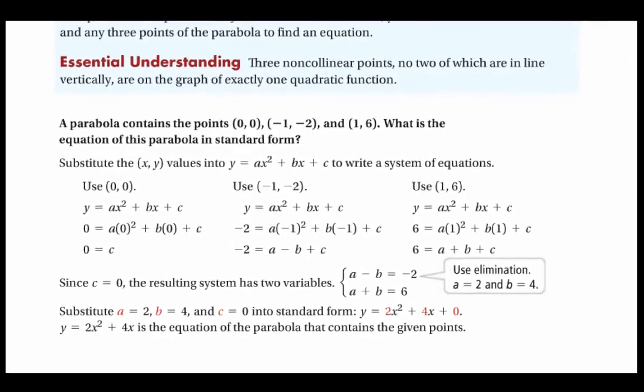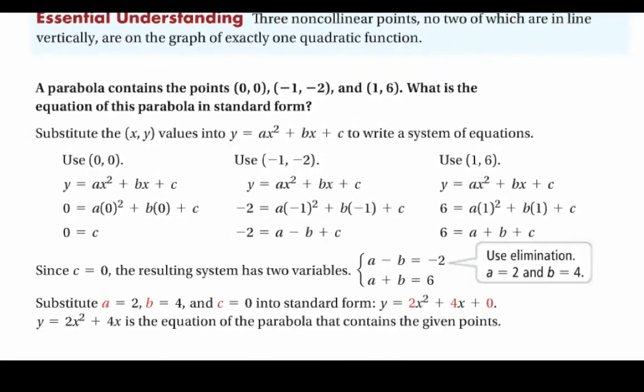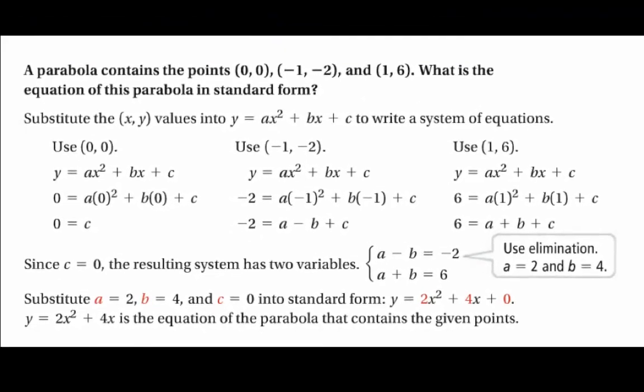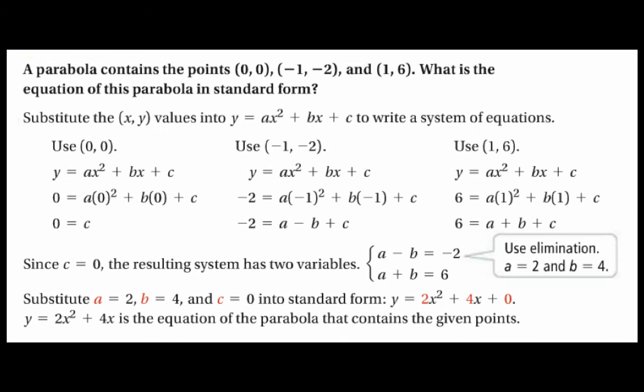A parabola contains the points (0, 0), (-1, -2), and (1, 6). What is the equation of this parabola in standard form? So what we can do here is we can substitute the x, y values into our standard form, and we are going to write a system of equations. So here's how this works. If I use (0, 0) first, just substitute 0 in for all our x's, and 0 in for y, and simplify this down, we get an equation that's c equals 0.